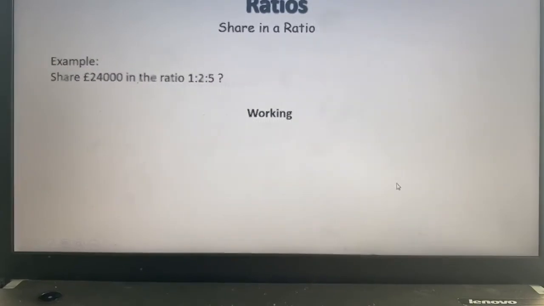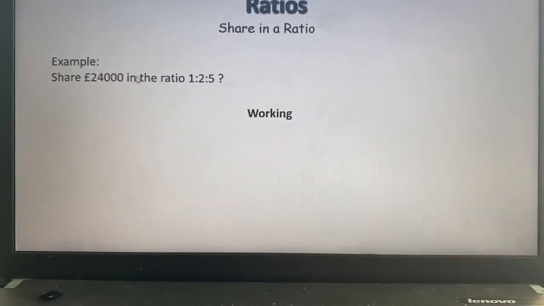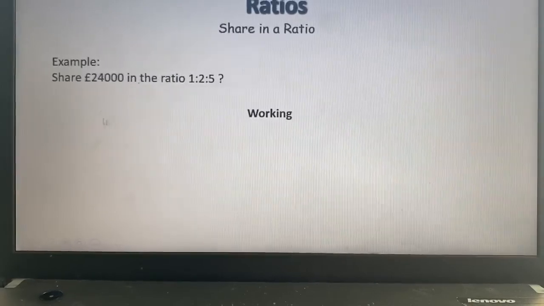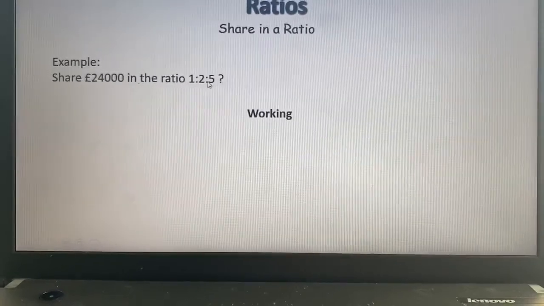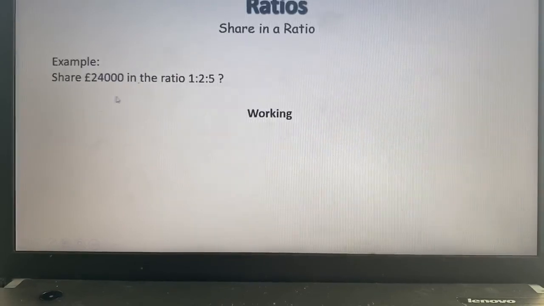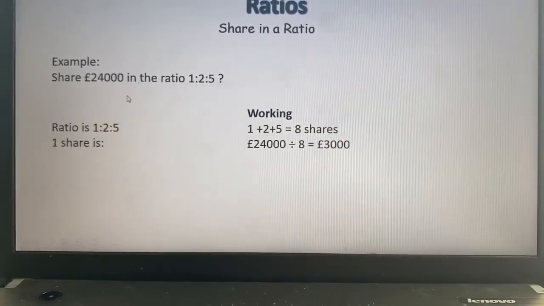Now this time we've got £24,000 to be shared in the ratio 1 to 2 to 5. Now we can have ratios like this where we've got 3 different quantities. So 1 share to 2 shares to 5 shares. And it works in exactly the same way, in that the total amount of shares we find by adding the separate parts. Okay, so 1 plus 2 plus 5 is 8 shares altogether. So the £24,000 we can divide by our 8 to get £3,000 for 1 share.